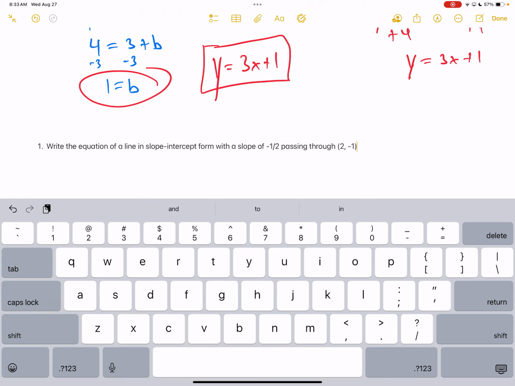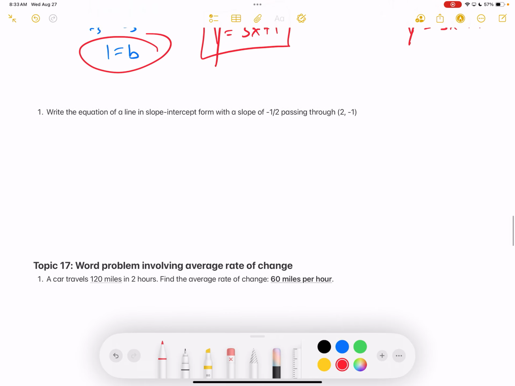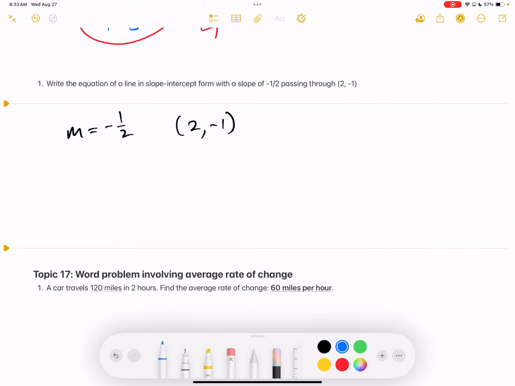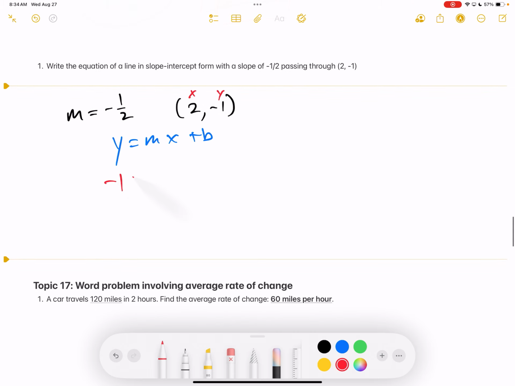We'll change this problem to a fraction. I'll show you. We're about done anyways. So on this one, it says the slope is -1/2, and my point is (2, -1). I like to use y equals mx plus b. We have an m, we have an x, we have a y. Let's figure out what b is. So y is -1, m is -1/2, x is 2.